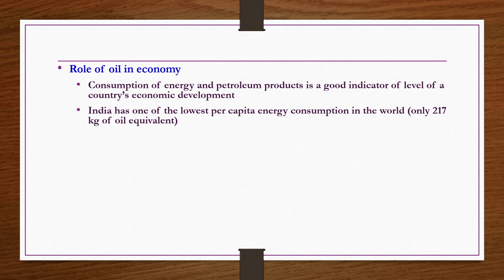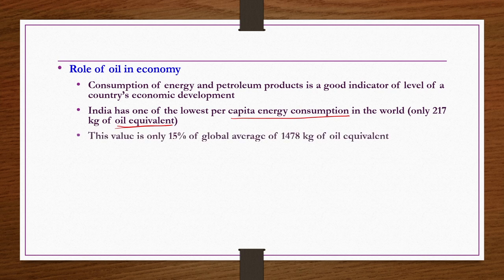India has one of the lowest per capita energy consumption in the world, only 217 kg of oil equivalent. Oil equivalent means that different sources of energy exist, as I mentioned already: electrical energy, coal energy, nuclear energy, hydro energy, wind energy, etc. When you count all of them with respect to oil and project that value, it is known as kg of oil equivalent. This value is only 15% of the global average of 1470 kg of oil equivalent. These numbers are from up to 2000 or 2010 or so. Now, these numbers may be slightly better. You can see the recent statistics for that purpose.